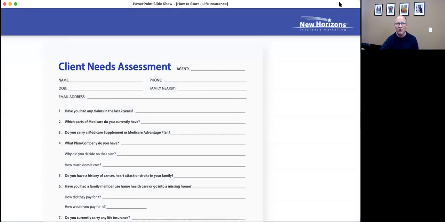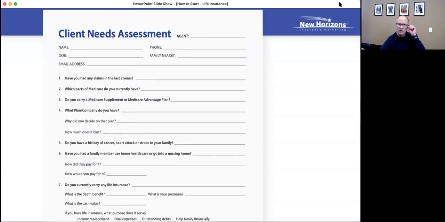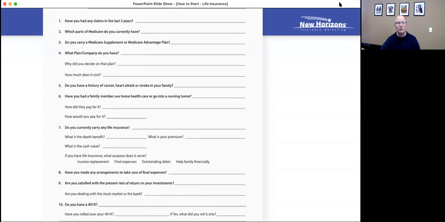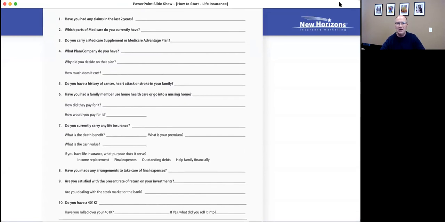This is what ours looks like, and it's a real generic form, if you will, but it covers a wide range of products that we offer here at New Horizons. What I've seen over the past 18 years is that the people who use this religiously are the ones who are really successful in implementing cross-selling, and life insurance is a great example of what we're talking about today.